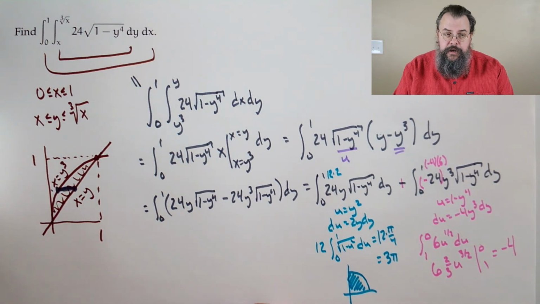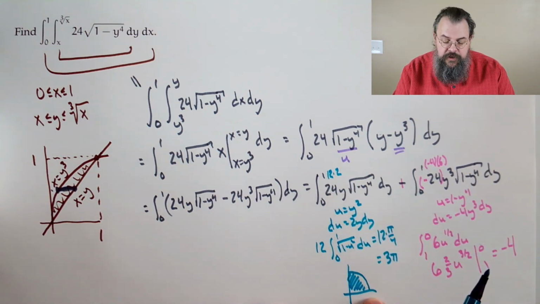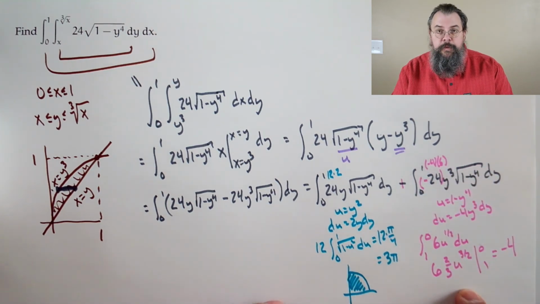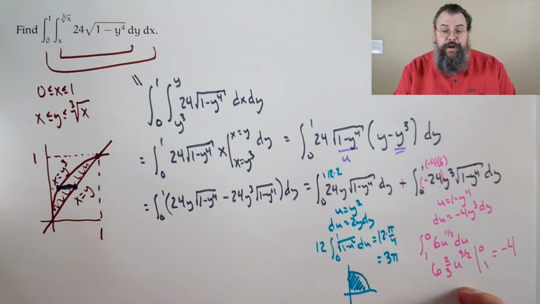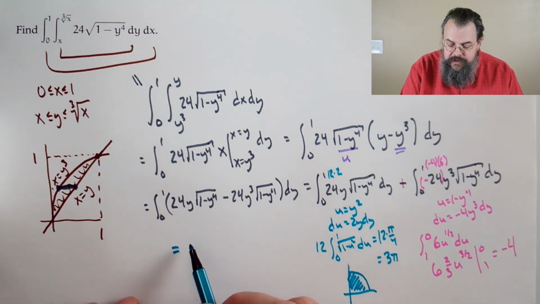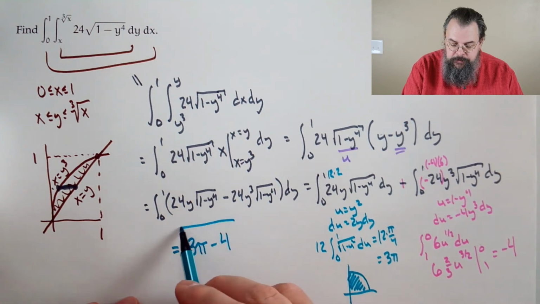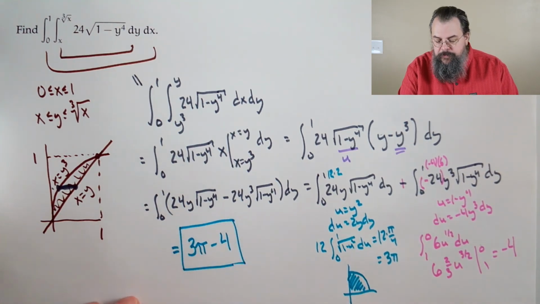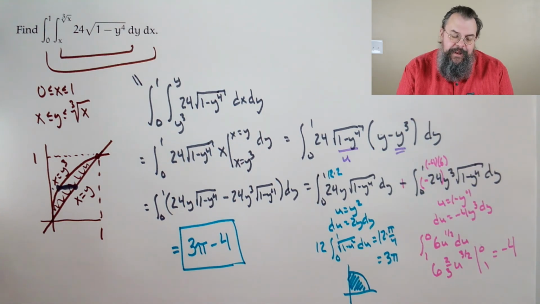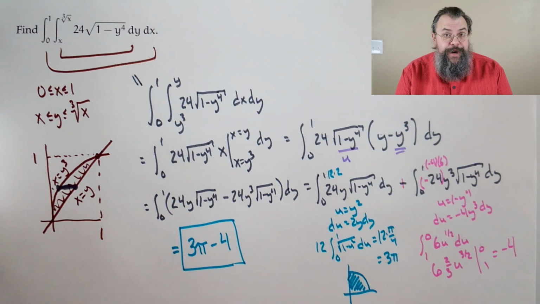And therefore, we put our pieces together. In this one, we did one substitution, y squared. Over here, we did a different substitution, 1 minus y to the 4th. In both, we were able to carry it out. So our final answer is 3 pi minus 4. Done. This is a fun problem. And of course, when you're not in the middle of a test, it's really fun.